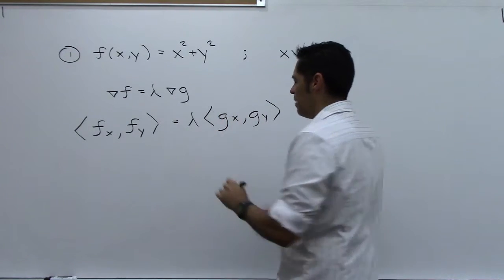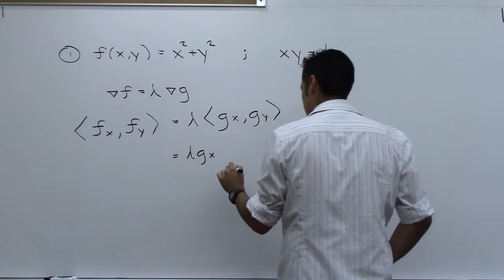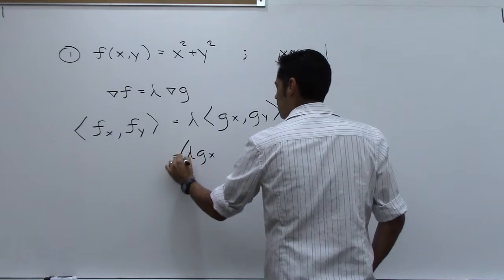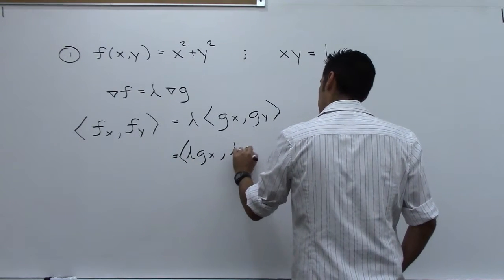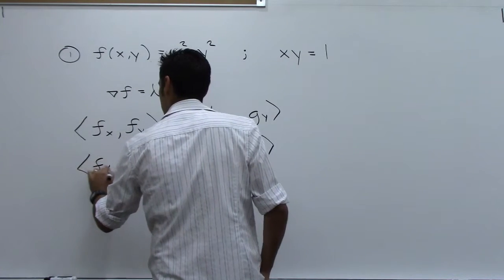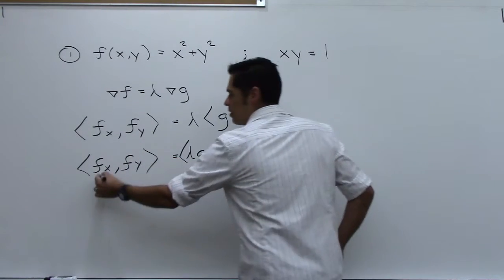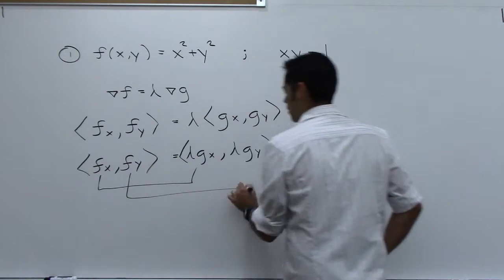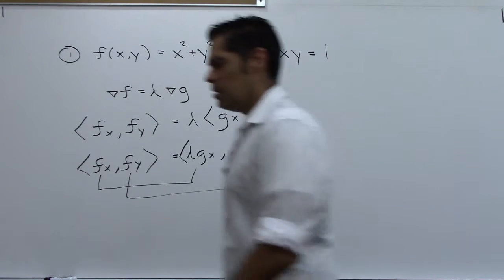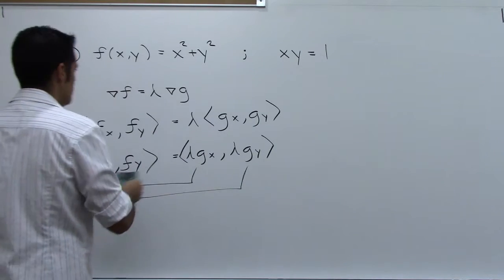And then I pass the lambda through. I get lambda times the gradient of g: lambda times the partial of g with respect to x, lambda times the partial of g with respect to y. That must equal this. And then I set the components equal to each other. So I'm going to set this equal to this, and this equal to this. That'll give me 2 equations, and then this will be my third equation. So my 3 equations are as follows.